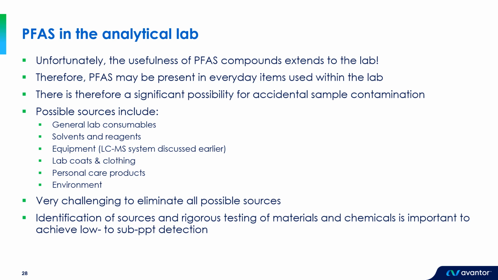So we mentioned earlier, of course, that PFAS are immensely useful compounds in all aspects of everyday life, and unfortunately that also extends to their use within the lab. Therefore, we find that PFAS may well be present in everyday items that we use within the lab. So possible sources could include things like general lab consumables, so things like vials and centrifuge tubes. Solvents and reagents can also potentially contain PFAS. And we mentioned, of course, our equipment itself, our LC-MS system we discussed earlier, can contain PFAS, but also things like our SPE processing manifolds as well.